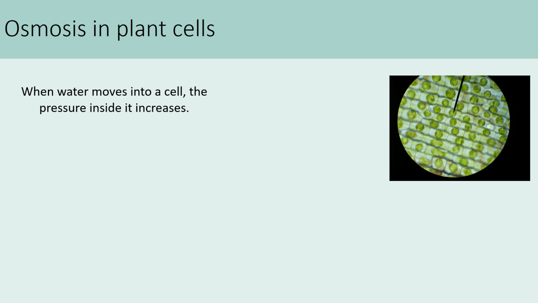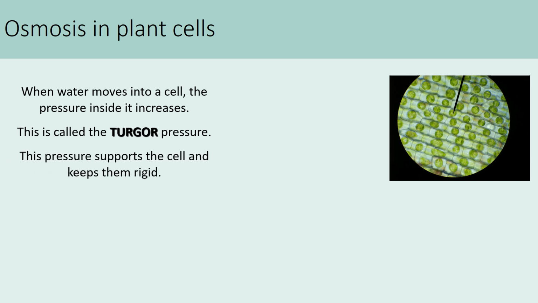When water moves into a plant cell, the pressure inside it increases. Because it has got this cell wall going around the outside, it means that it doesn't burst, so the pressure inside increases. And we call that pressure the turgor pressure. So the more pressure, we say, the higher the turgor pressure. And this pressure helps support the cell and keep them rigid.